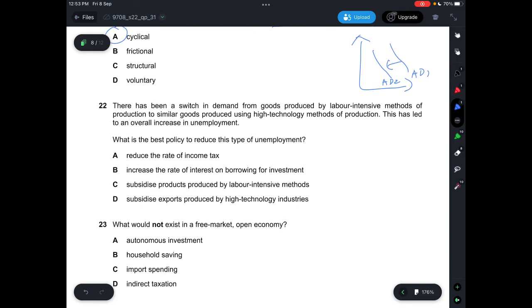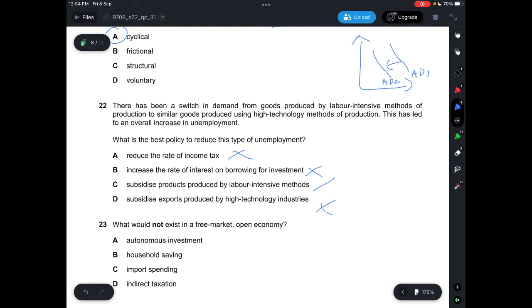Question 22, there has been a switch in demand from goods produced by labor-intensive methods of production to similar goods produced using high technology methods of production. This has led to an overall increase in unemployment. And what is the best policy? So A, it says reduce the real income tax, which is not the best policy, okay? And B, it says increase the real interest on borrowing for investment, which is incorrect. And C, subsidize products produced by labor-intensive methods, which is correct. And D, subsidize exports produced by high-technology industries, which is incorrect.